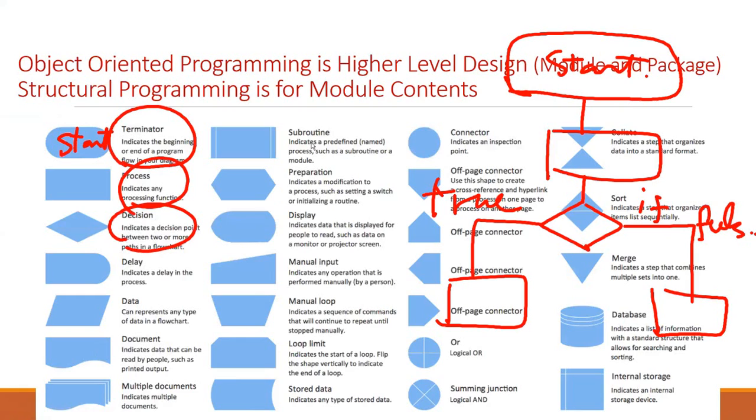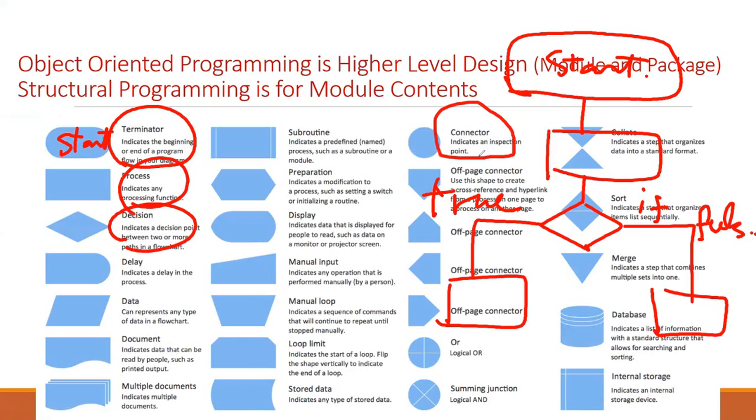And then there's a subroutine, a smaller function. We will use this, and then we have the preparation and display. Display is actually the monitor, and this manual input is a little bit like a card reader's card. Other than that, these are not very important symbols, except this connector. Connector is also very important.